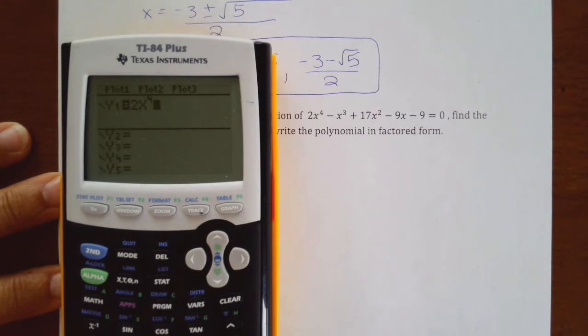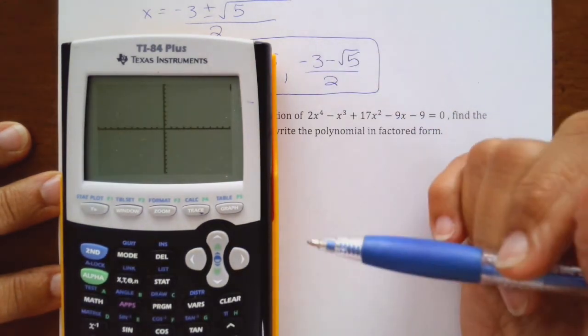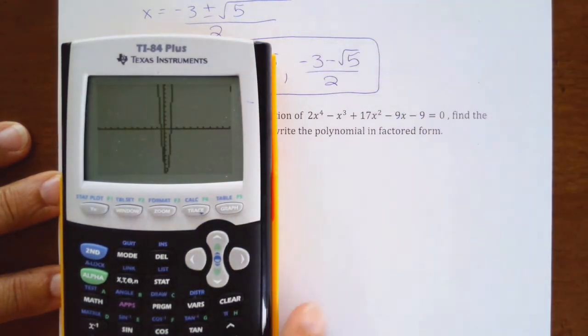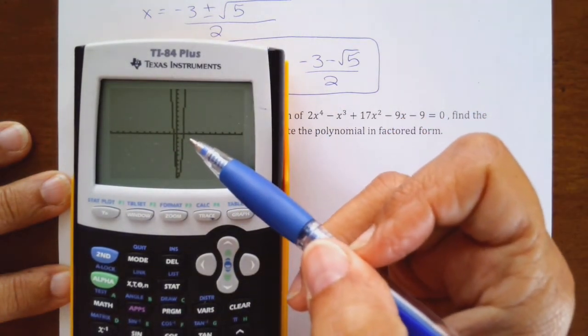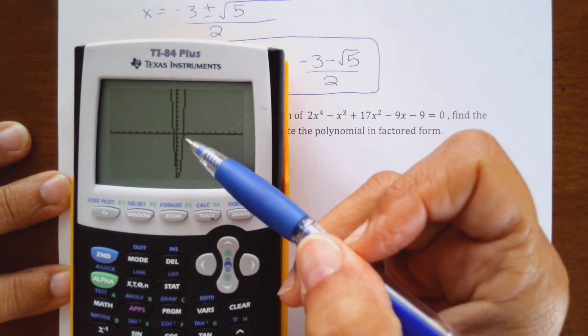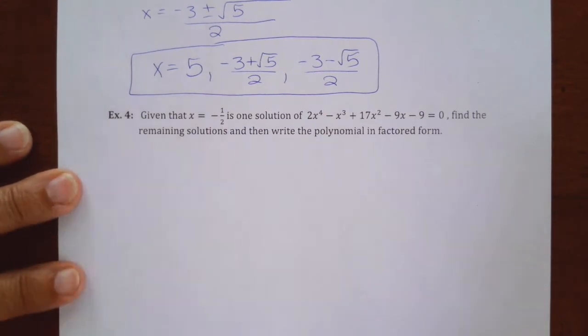So 2x to the 4th minus x cubed. I'm sorry, I can't pause this thing, so otherwise I would. Plus 17x squared minus 9x minus 9. I'm sure she's not done barking yet. All right, let's graph. So we know that it's going to go through negative 1/2, right? And it looks like the only other root I have is right here at 1, right? So let's start with 1, because again, I can't put a fraction in synthetic division.